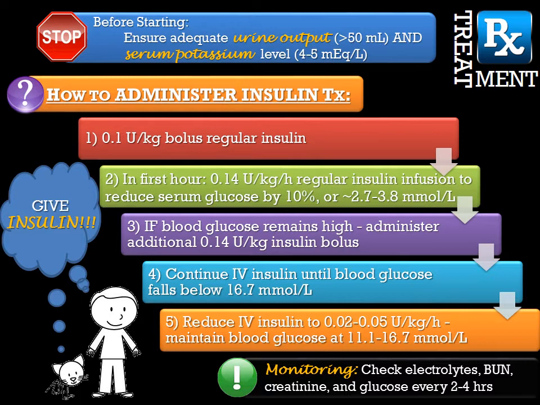Maintain the blood glucose between 11.1 to 16.7 millimoles per liter until the patient becomes alert. Check the patient's electrolytes, BUN, creatinine, and glucose every 2 to 4 hours until stable. Once the patient is able to eat, start subcutaneous insulin while continuing the IV infusion for 1 to 2 hours to ensure adequate serum concentrations.